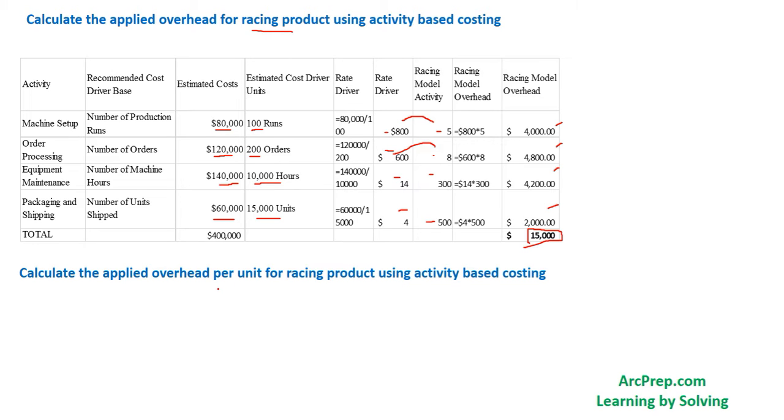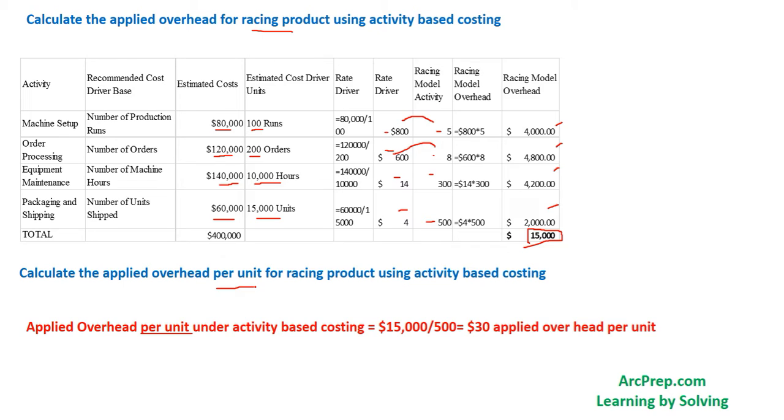Now, per unit is going to be basically the total $15,000 that I applied divided by 500 units, and that is going to be $30 applied overhead per unit.